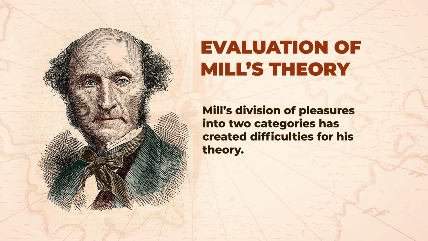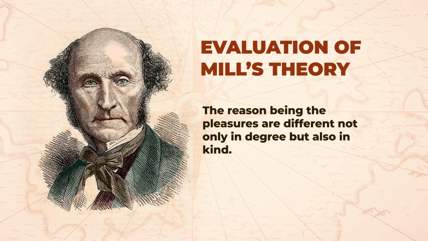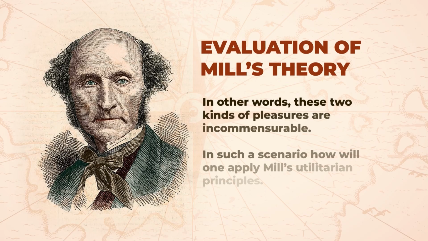Mill's division of pleasures into two categories has also created difficulties for his theory. The reason being, the pleasures are different not only in degree but also in kind. If this is the case, how does one calculate and measure between pleasures that are integrally different? In other words, these two kinds of pleasures are incommensurable. In such a scenario, how will one apply Mill's utilitarian principles? There can be situations where both qualitative as well as quantitative pleasures are present. Then how are we going to separate the two, integrate the two, or count which amongst the two are to be considered?